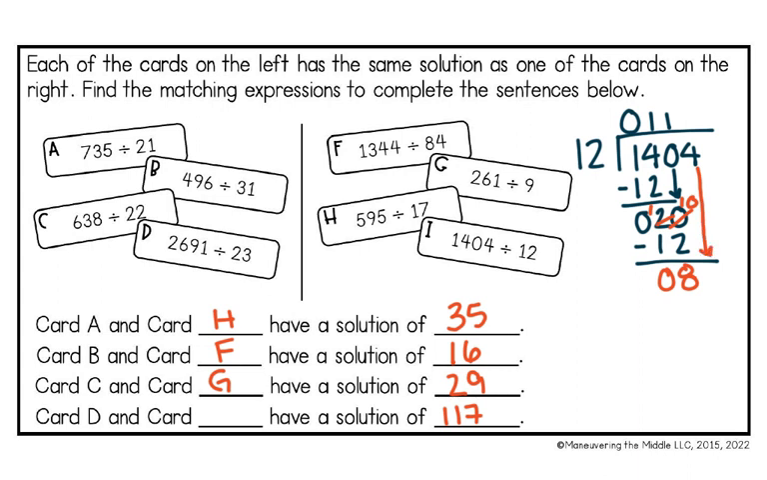Bring down that 4. We have 84. 12 can go into 84 7 times. 7 times 12 is 84. Subtract, and we get 0. So card I has an answer of 117, which matches card D. So card D and card I have a solution of 117.